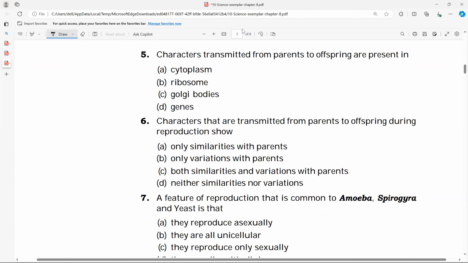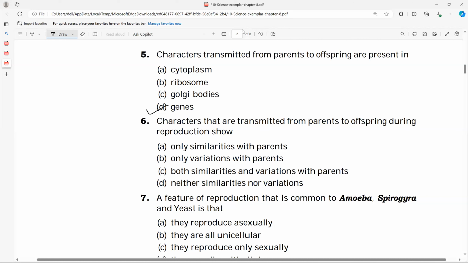Next, question number 5. What should be the answer? Option D, genes. The characters transmitted from parents to offsprings are present in cytoplasm, ribosomes, Golgi bodies, or genes. Yes, genes.